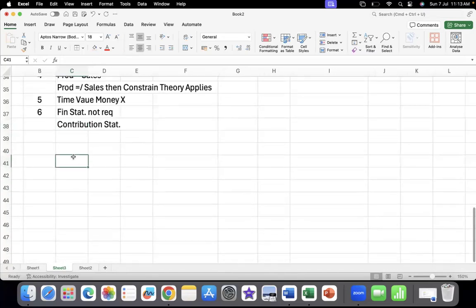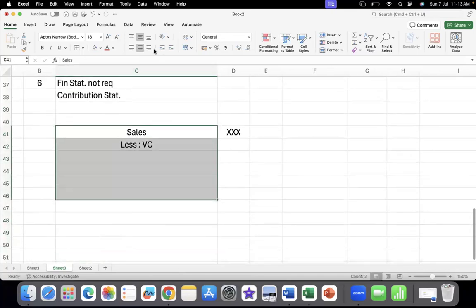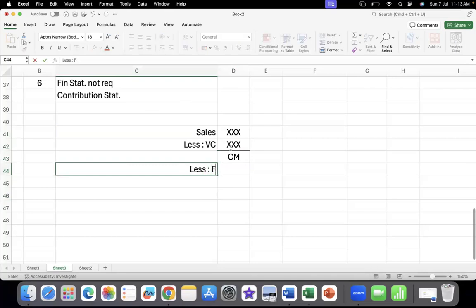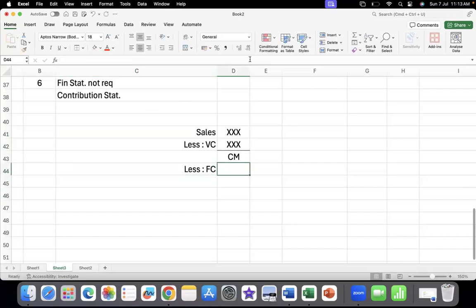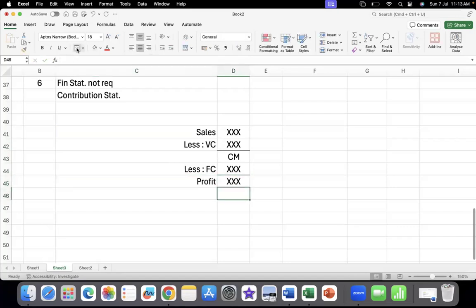So how does a contribution margin statement look? It starts with sales. You reduce your variable cost, you get your contribution margin. So all the assumptions, or all the concepts, are basically based on the contribution margin. From the contribution margin, you reduce your fixed cost, you get your profits. This is called your profit with respect to your CVP analysis.